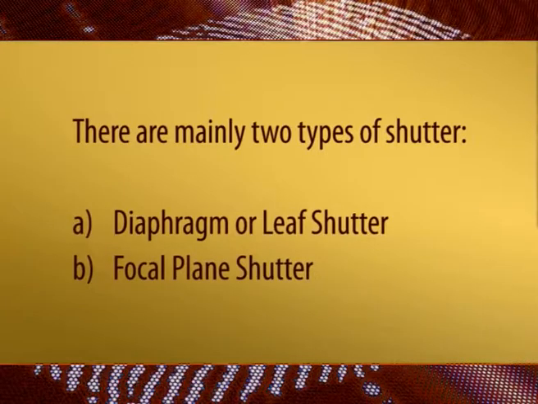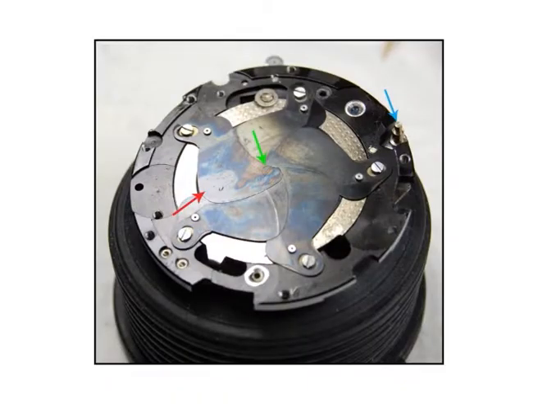There are mainly two types of shutter: diaphragm or leaf shutter, and focal plane shutter. Now, the diaphragm or leaf shutter was devised by Mr. Friedrich Deckel of Germany in 1912. This type consists of 3 to 5 metal blades which can open outwards, leaving a clear hole for exposure and covers again after a preset time. The speed is controlled by pinions and levers. This type is generally mounted in between the lens components.